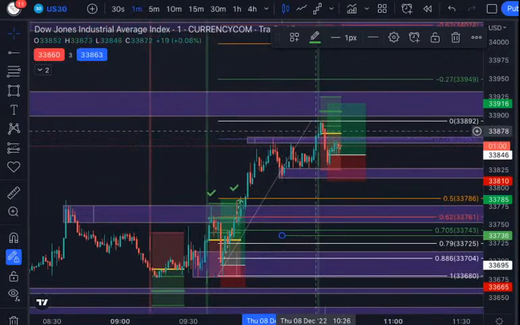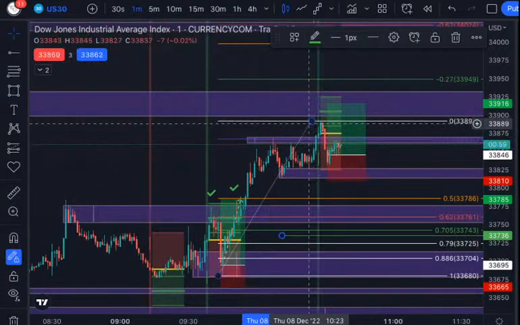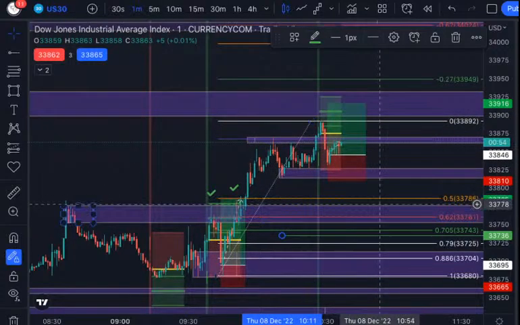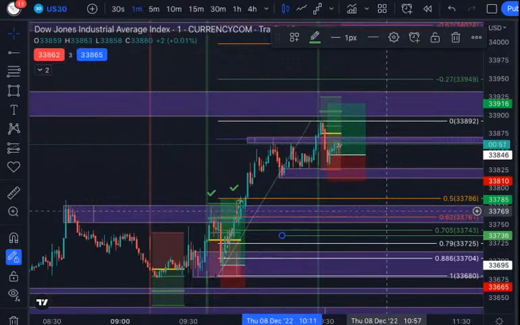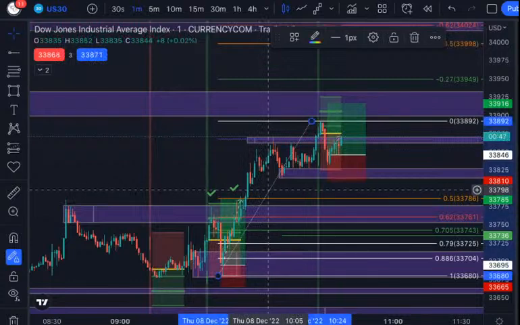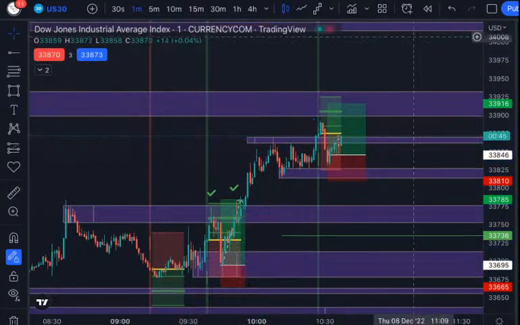This could be just a stop hunt, right? If this is the new high, then these levels, I don't like the way these levels are lining up. So we'll see. We'll see. Boom, boom, boom. There we go.